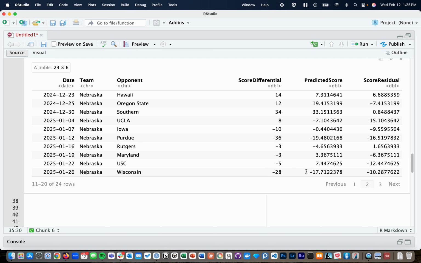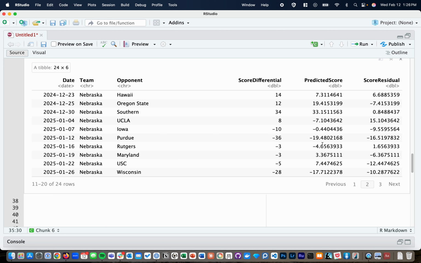Lost by 28 to Wisconsin. Should have only lost by 17. Underperformed. USC, we lost by 5. Should have won by 7. Underperformed. Maryland, lost by 3. Should have won by 3. Underperformed. Rutgers, lost by 3. Should have lost by 4. We actually overperformed versus Rutgers, which is kind of nuts. Purdue, we get blown out. Well, we should have lost by 19, according to this model.